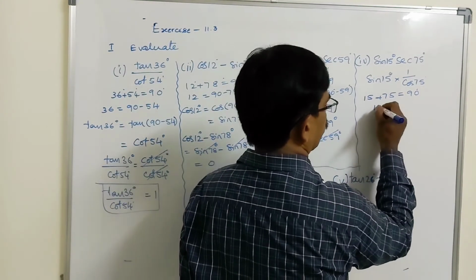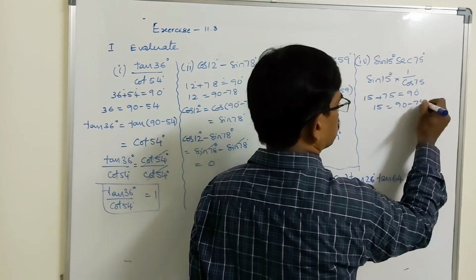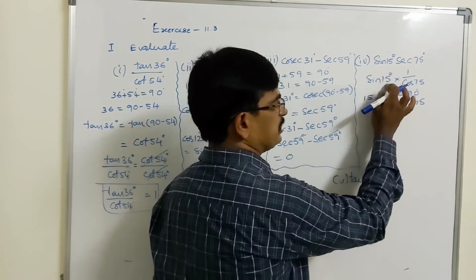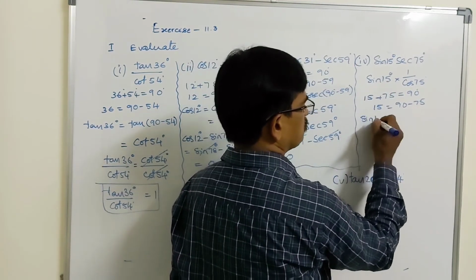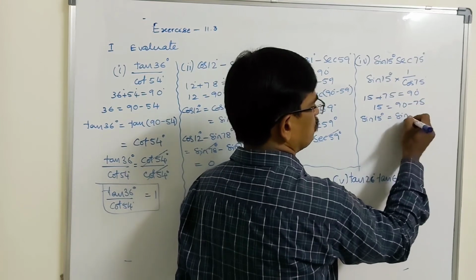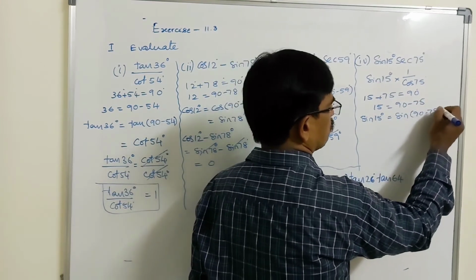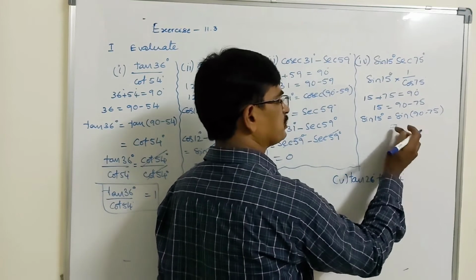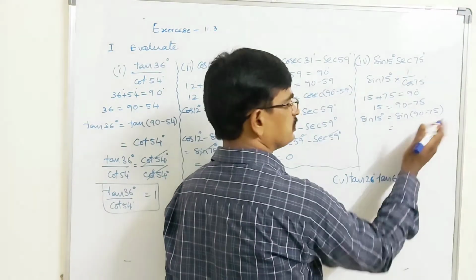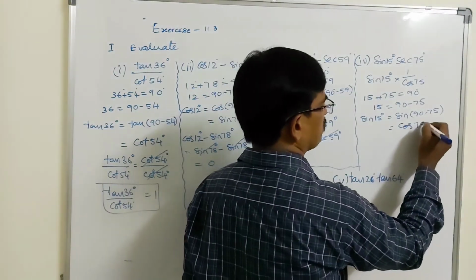Now 15 is equal to 90 minus 75. Here sin 15 is there. Applying sin on both sides, sin 15 degrees is equal to sine of 90 minus 75. That is, sine of 90 minus theta is equal to cos theta, that is cos 75 degrees.